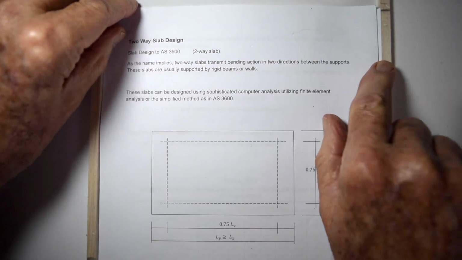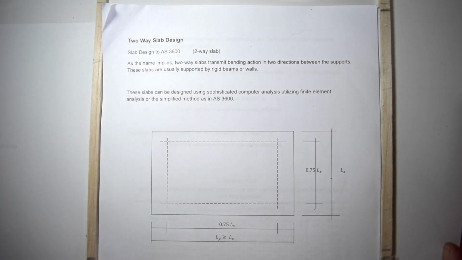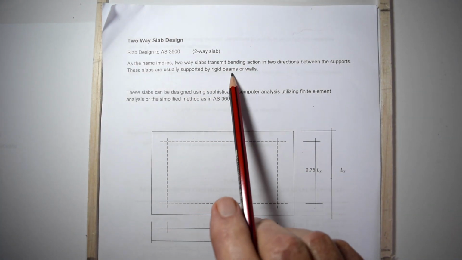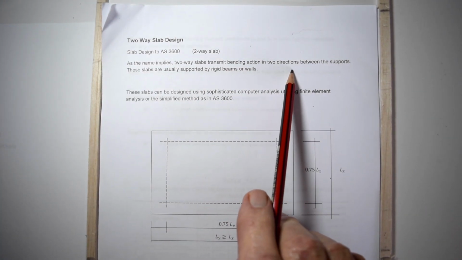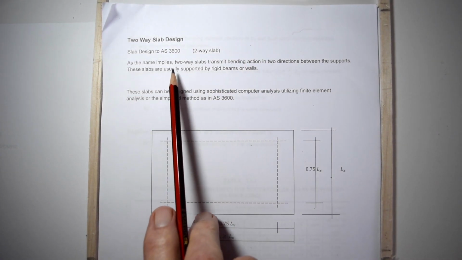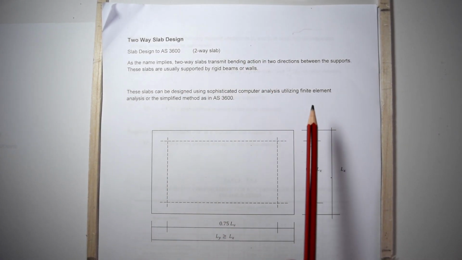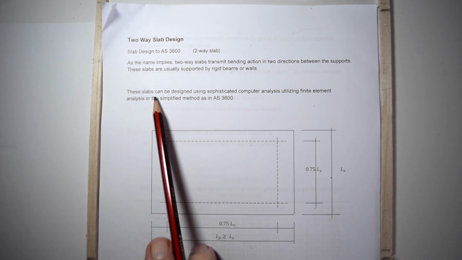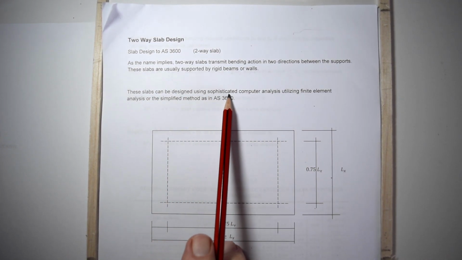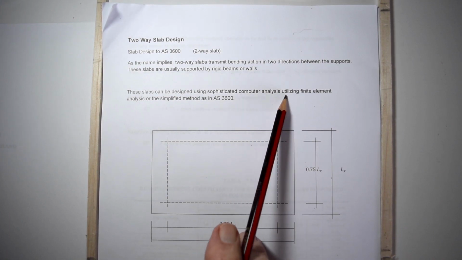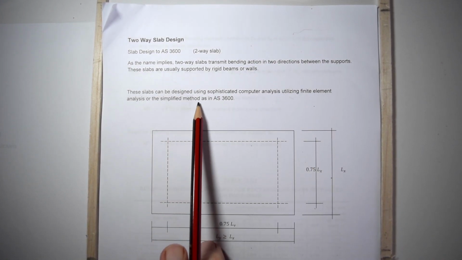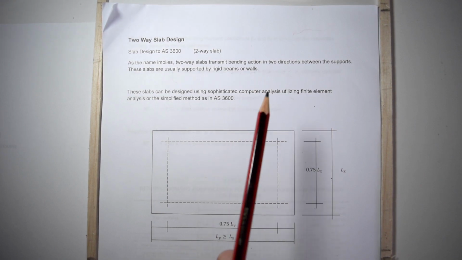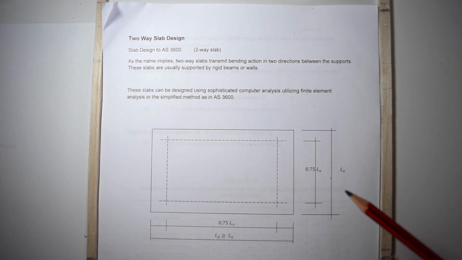Now, as the name implies, two-way slabs transmit bending action in two directions between the supports. These slabs are usually supported by rigid beams or walls around their periphery. These slabs can be designed using sophisticated computer analysis, utilizing finite element analysis, or the simplified method as in AS3600, and that's what we're going to be doing today.